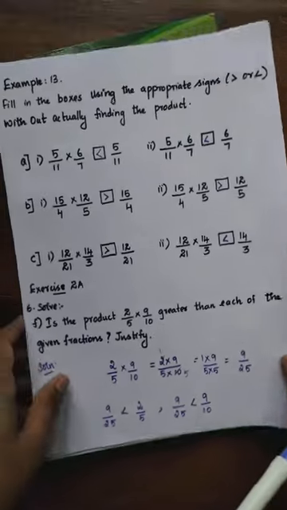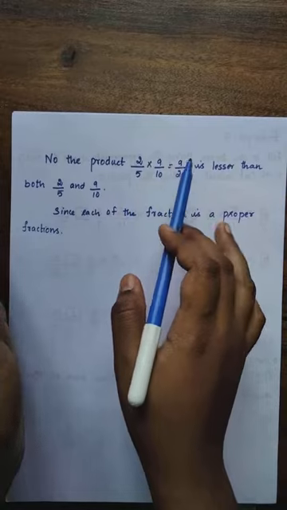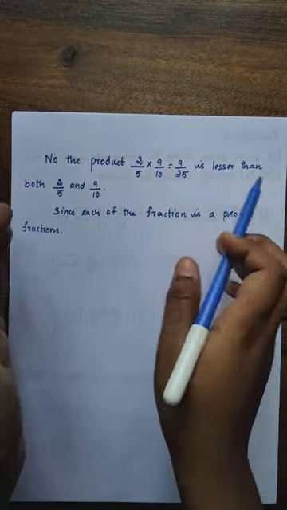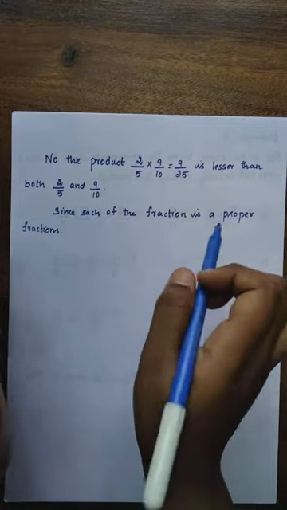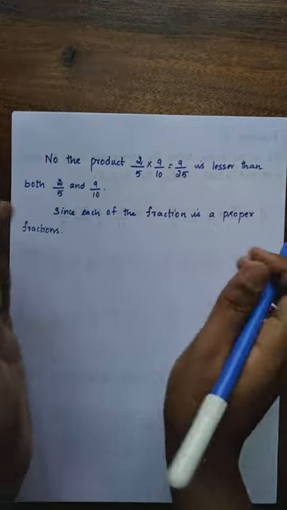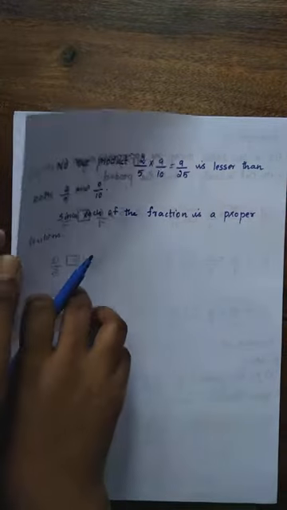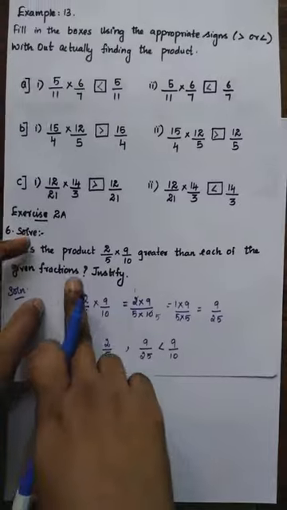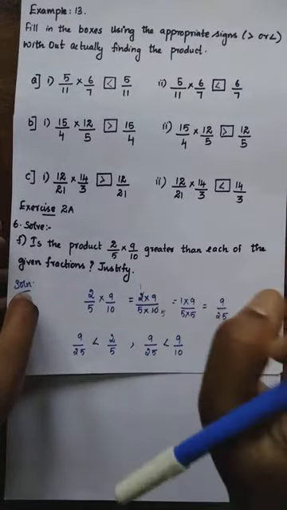Understand? So finally you need to write like this. The product 2 by 5 into 9 by 10, we have found, is 9 by 25, which is lesser than both 2 by 5 and 9 by 10. Why? Since each of the fractions is a proper fraction, it is lesser than the fractions. The question they are asking is whether the product is greater than each of the fractions. No, it is not greater, it is lesser.